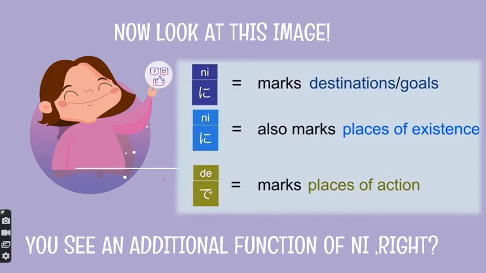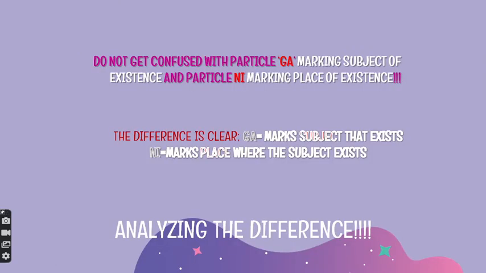I hope you're getting the difference. Ni marks the place of existence, de marks the place of action. Here is the difference, okay? So do not get confused with the ga marking the place of existence and ni marking the place of existence. Oh, sorry. Yeah. Ga will mark the subject of existence and the ni is going to mark the place of existence. If I say the same example, there is a cat at home or a cat exists at my home.